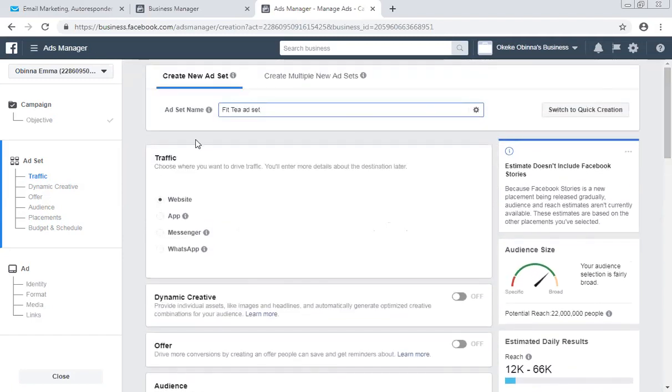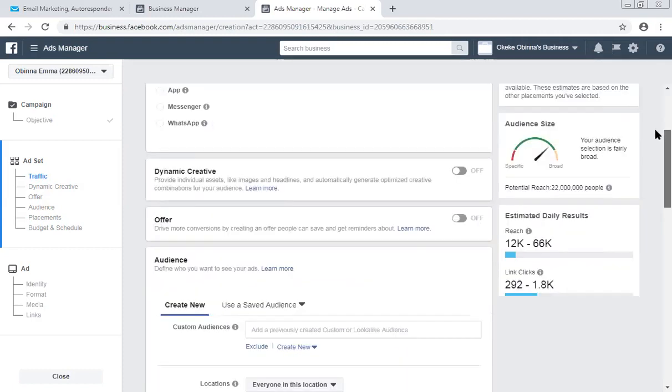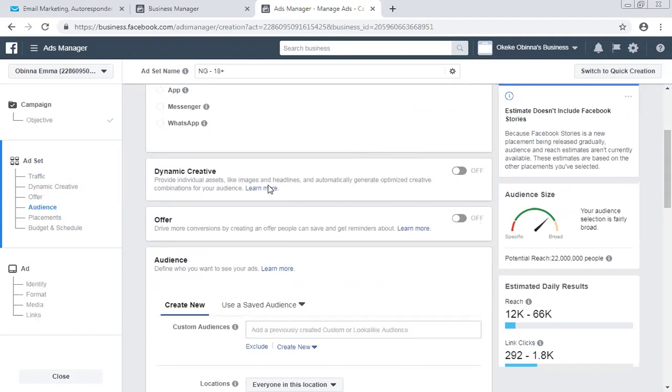So we are running this advert. Since we are running a traffic ad, where are we running the traffic to? Is it to a website, to an app, to my Messenger, that's Facebook Messenger, or is it to WhatsApp? Now I'm running it to a website because in creating my sales funnel, of course, I'm getting people to a website where I have my sales page and every other thing. So we choose website. You scroll down, add creative, forget about this offer, forget about this.